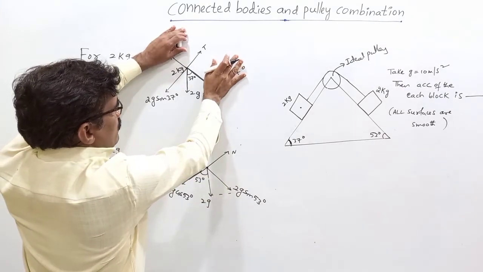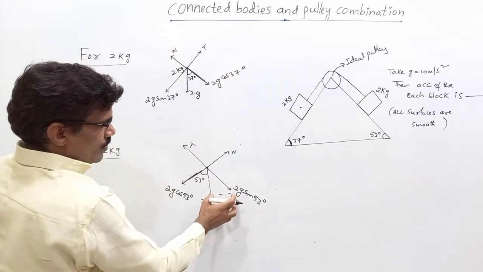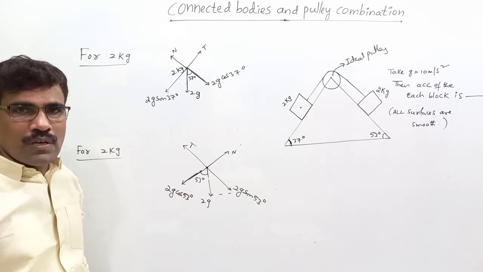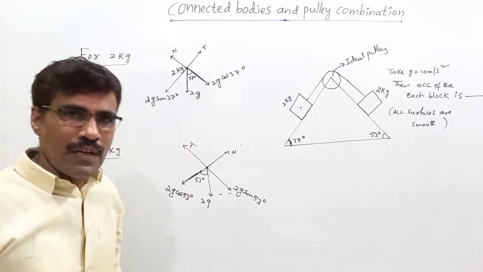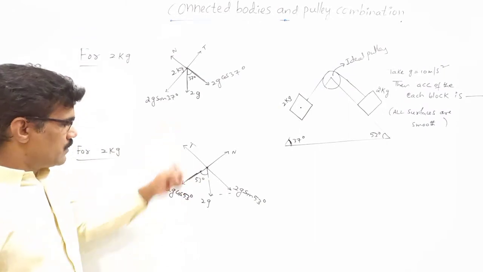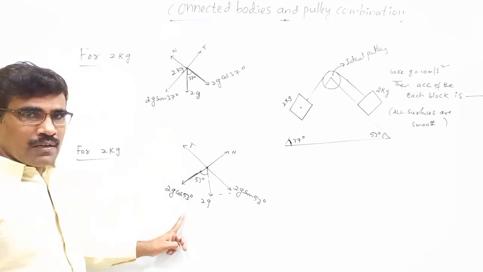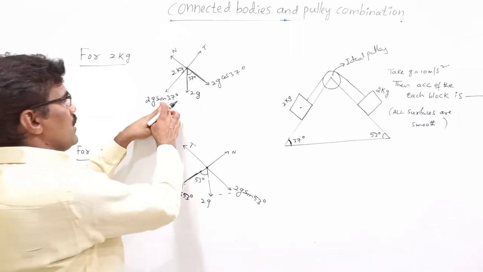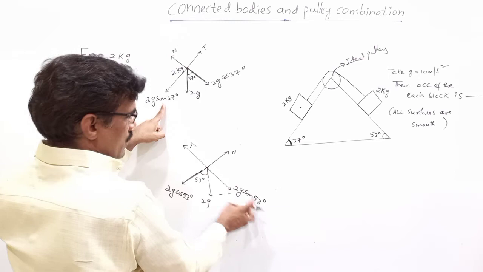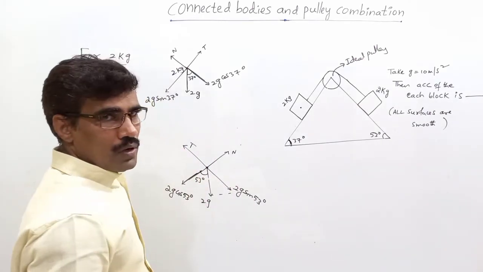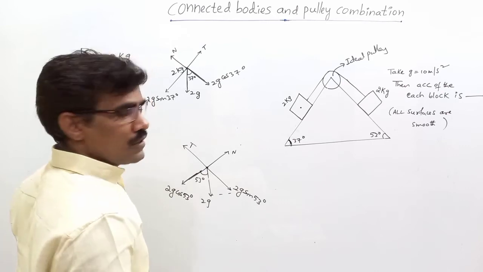This also cancels. Which is the more value? 2g sin 53. Sin 53 more or sin 37 more? Sin 53 is more. Sin 53 is 4 by 5, cos 53 is 3 by 5, sin 37 is 3 by 5. That's why 2g is the same in both cases, and that's why this value is more. We use the free body diagram and we get the answer.